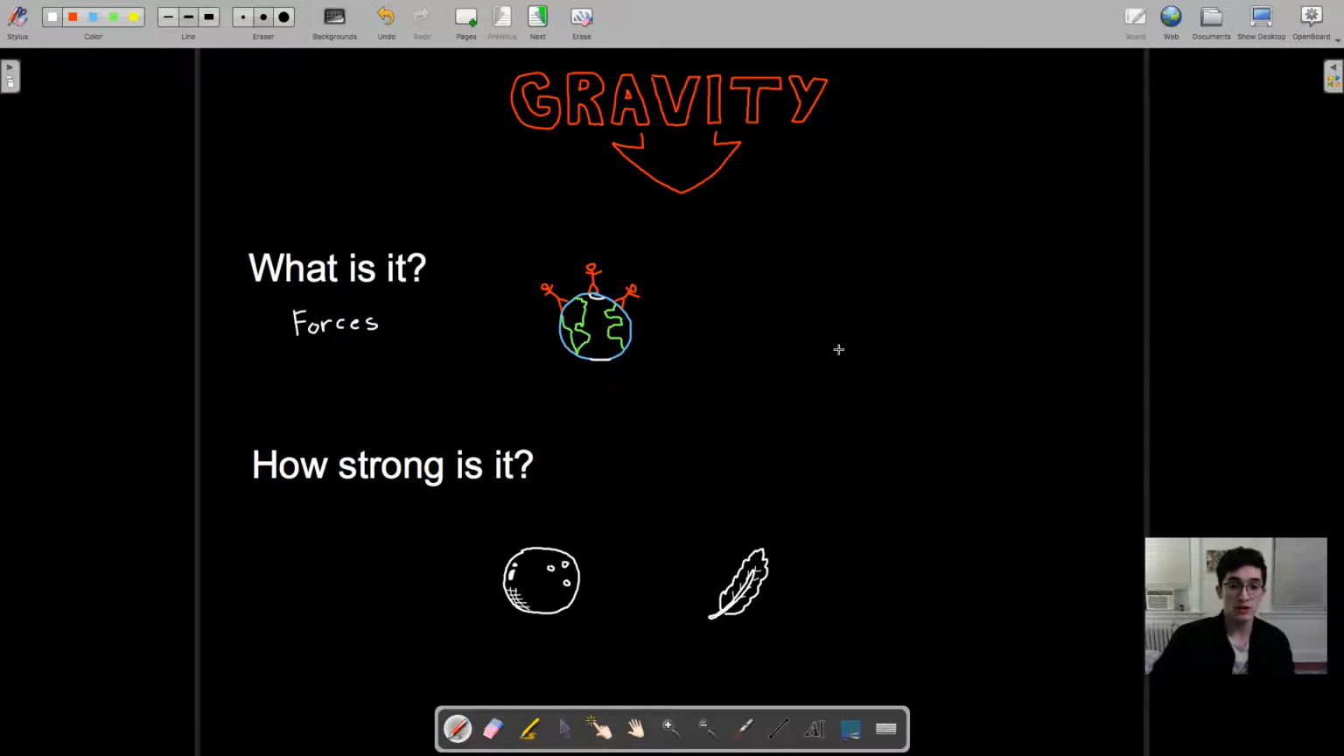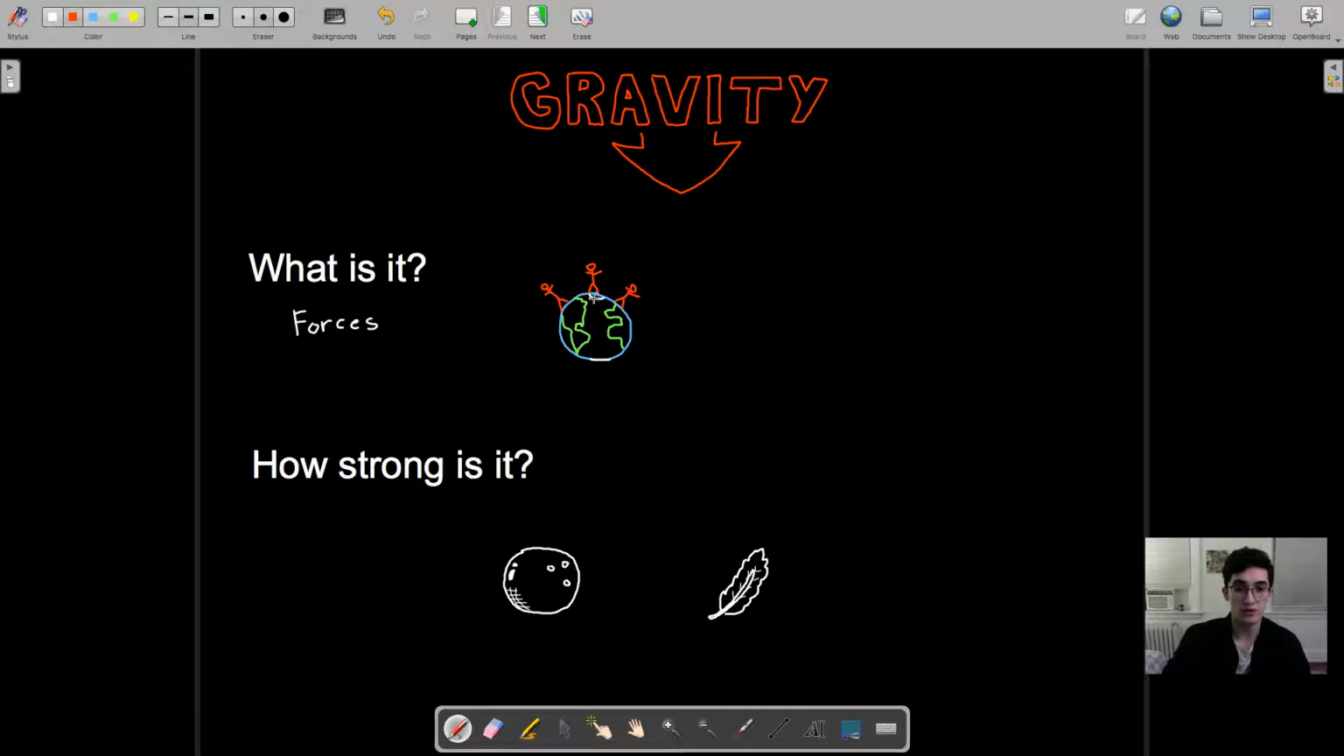And so the reason that gravity pulls us down to the Earth is because we have mass and the Earth has mass. And the mass of the Earth and our mass are attracted together through the force that is known as gravity. And so gravity doesn't just pull us downwards. It actually pulls us towards the center of the Earth.